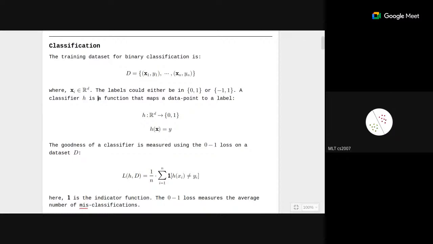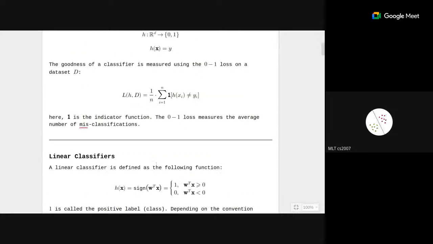When you come across the term misclassification, it means a data point for which the model's prediction doesn't agree with the true label. The true label is y_i and the model's prediction is h(x_i). If they don't agree, then your classifier has made a mistake and you count that as one strike against this classifier. You count all such data points for which the classifier makes mistakes, then divide by the total number of data points. This is called the 0-1 loss. It's called that because for an individual data point, the loss can either be 0 or 1.